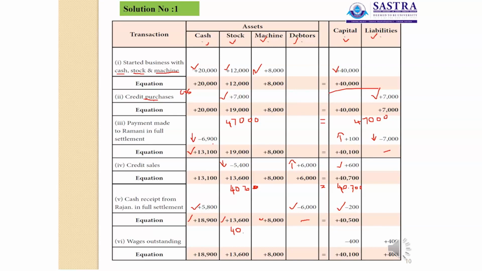So the total value of the asset side is 40,500, which is equal to 40,500. So the accounting equation is proved here, the same amount. So assets is equal to liabilities. 40,500 is the value of assets, similarly 40,500 is the value of liabilities. Now the accounting equation is proved.